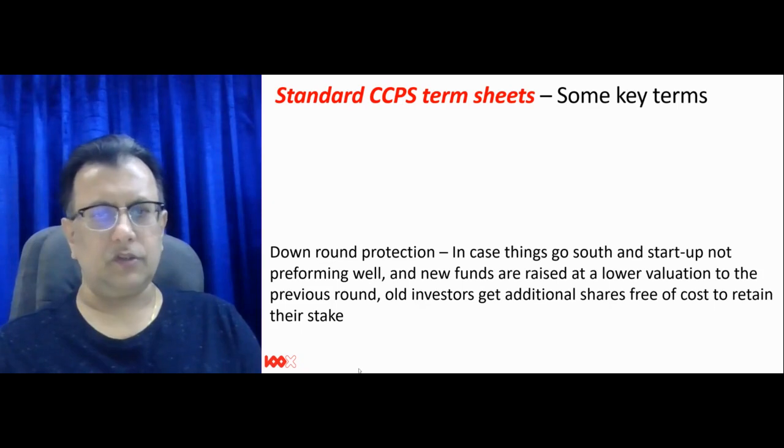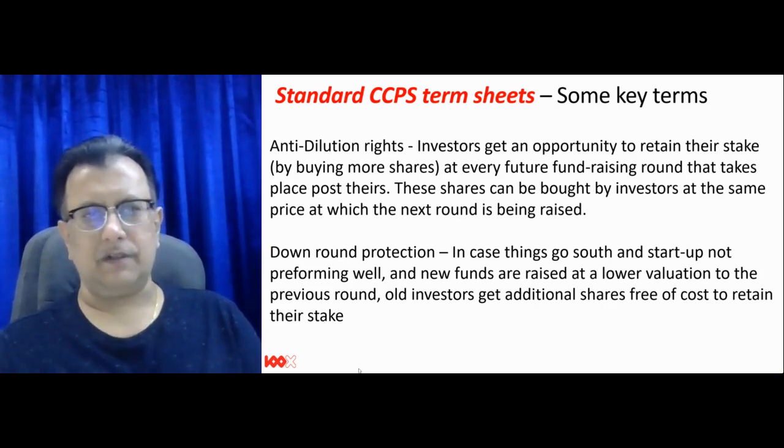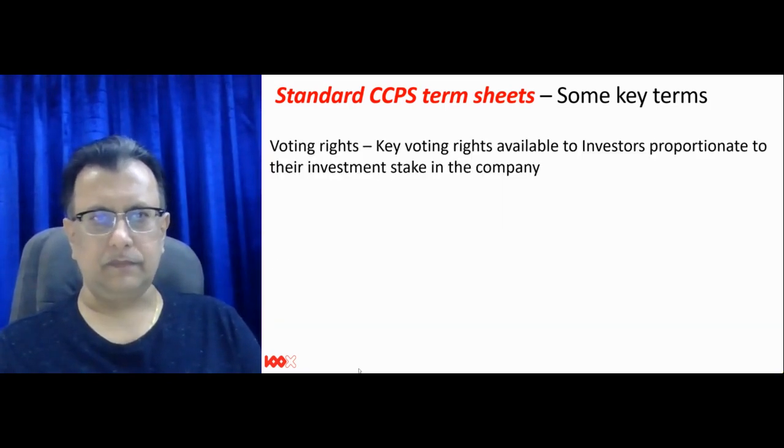Old investors should not be penalized for that, and they can get additional shares. It's called a down round protection. Anti-dilution rights basically mean that in any new round, existing investors get an opportunity to retain their stake by subscribing to those many shares, which will bring their stake back to what it was. That's basically called anti-dilution rights.